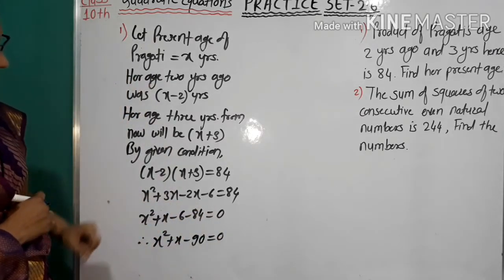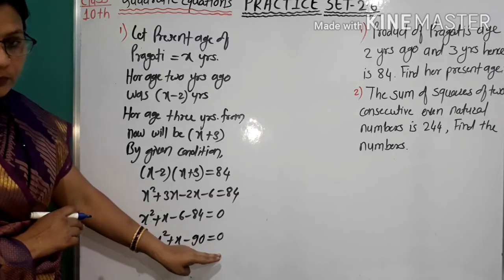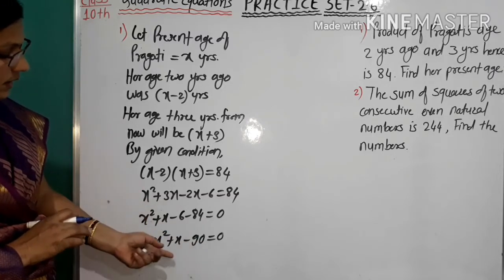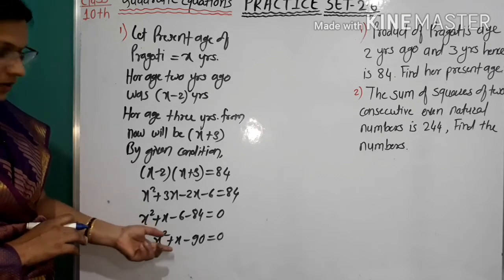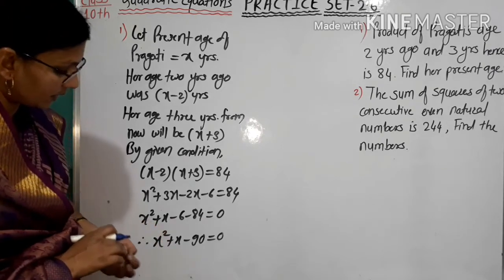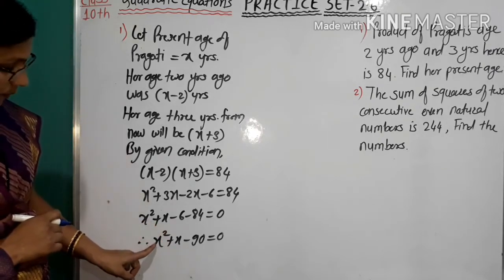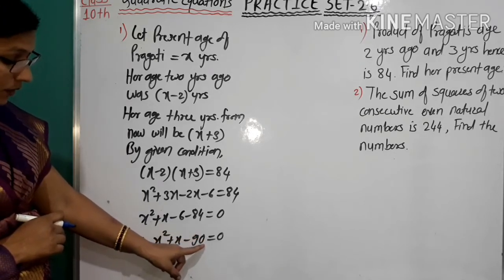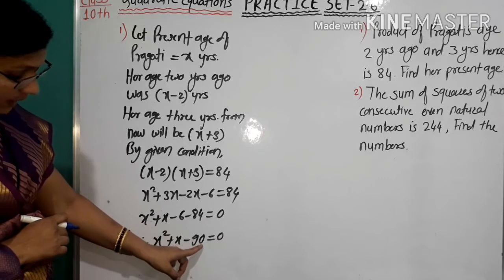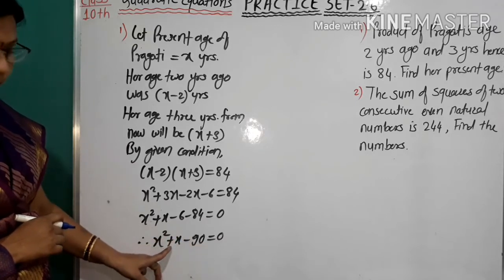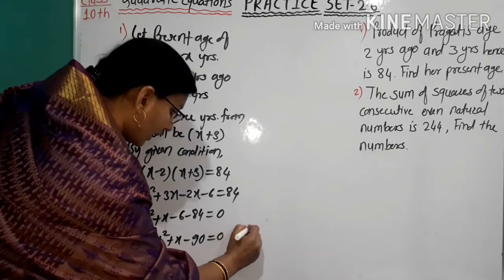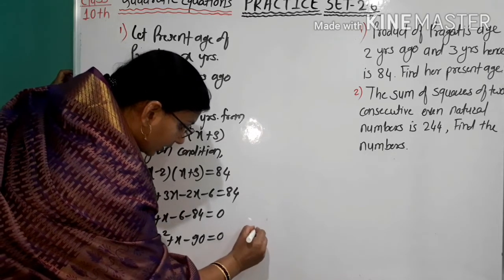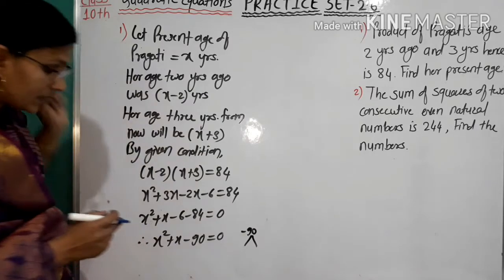Here, we frame the equation. Then the second step is to solve the equation. Solve this equation by any method. Here I solve this equation by the factorization method. Here the coefficient is 1, 1 into minus 90, minus 90. Factors of this 90 such that their difference is 1.